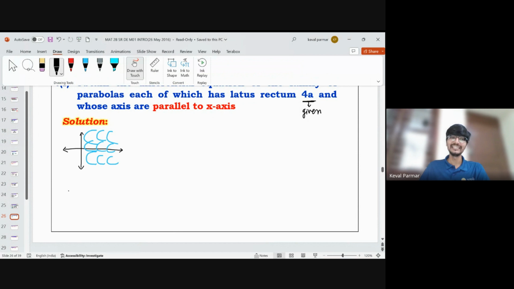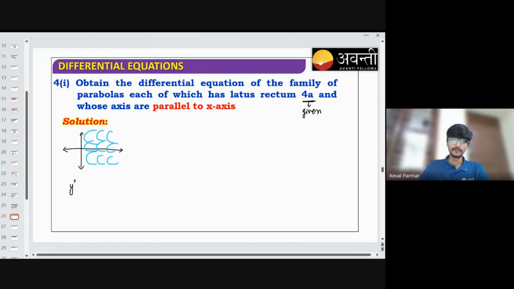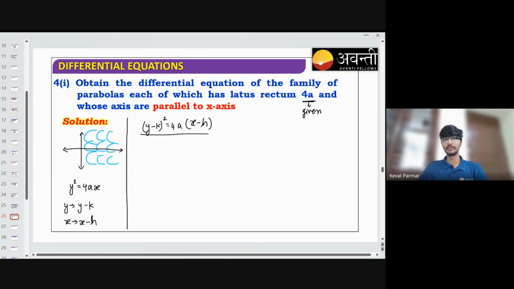So I can write the equation of these parabolas as, what is the equation of parabola? y square is equals to 4ax. But this is a standard one. We have to use non-standard. So for non-standard, we use shift of origin. That means I replace y by y minus k and x by x minus h. So what will be my equation of parabola? I'll get y minus k the whole square is equals to 4a into x minus h. This is my obtained equation.